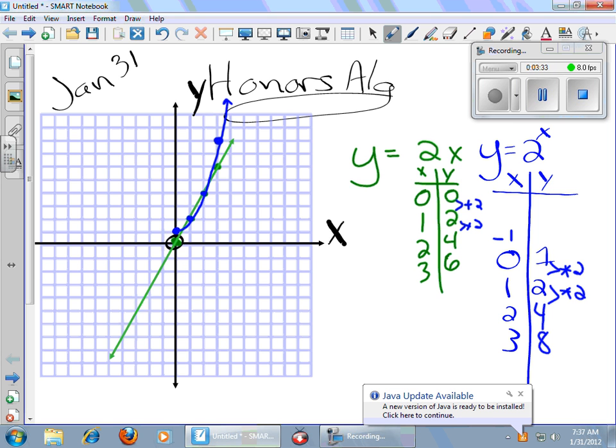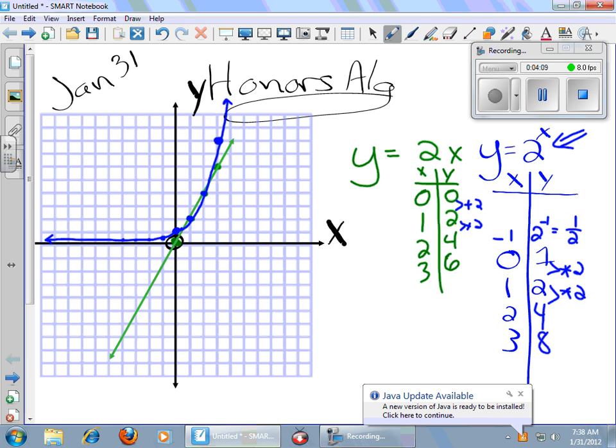Now let's see what happens when x is negative. When 2 to the negative first, you should be experts at that by now to know that that's 1/2. So at -1, I'm at 1/2. When x is -2, well, 2 to the second is 4. 2 to the negative second would be 1/4. And you see it's just going to keep getting closer and closer and closer to the x-axis. It will never touch it. It is not possible to get y to be 0 in this equation.